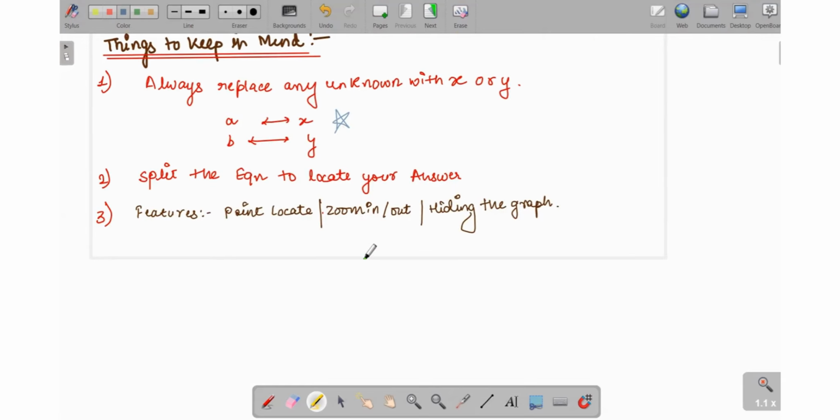Now, let's discuss some features of Desmos. The very first feature you should know is how to locate any point, which I will discuss shortly. The second feature is zoom in and zoom out.